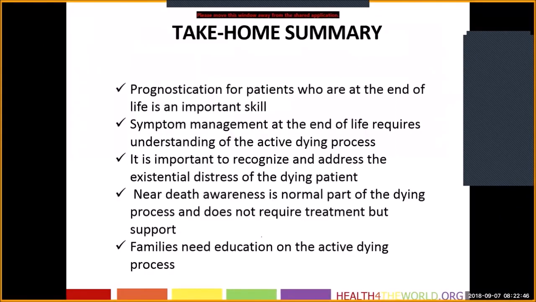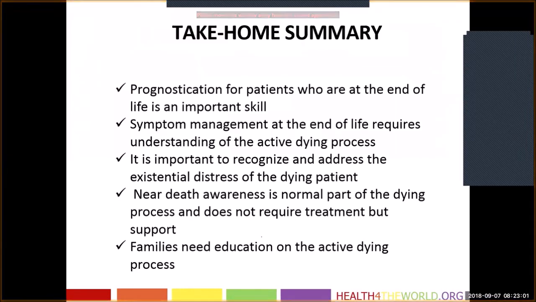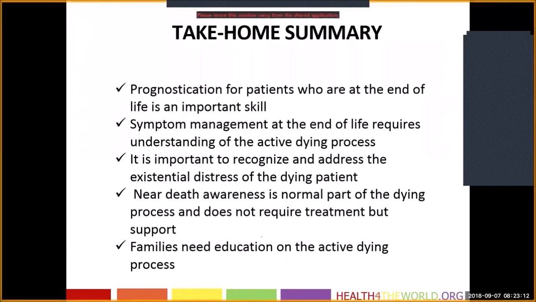So the take-home summary points are these. Prognostication for patients who are at the end of life is an important skill. If you're going to practice palliative care, or if you're just going to be a physician, no matter where you're going to practice or what you're going to do, understanding this is a skill, it can be learned, and it's important to know. Symptom management at the end of life requires an understanding of the active dying process. You have to know what dying looks like in order to manage the symptoms appropriately, and be flexible and nimble. Each patient will be different and will need tailored treatment plans.